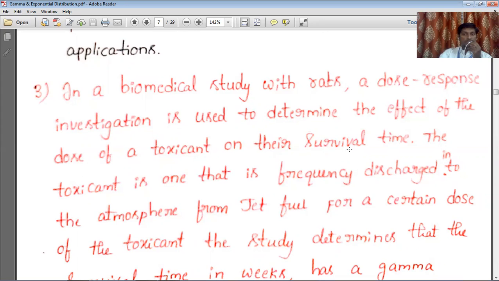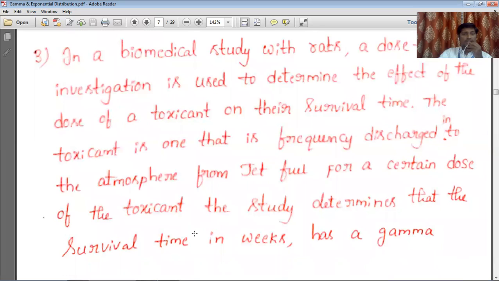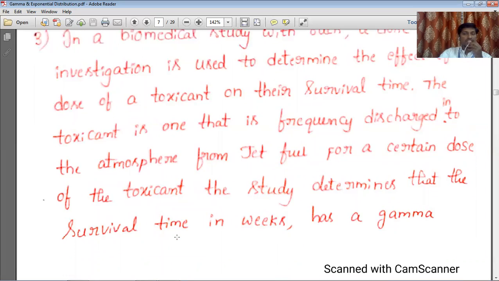survival time. It means suppose they are preparing some dose of some injection. They want to check the toxicant of that dose, how effectively it is working. After giving that, how many days those rats are surviving, that is, living, by giving that particular dose of a toxicant, in the sense of poison. The toxicant is one that is frequently discharged into the atmosphere from jet fuel. For a certain dose of the toxicant, the study determines that the survival time in weeks follows a gamma distribution.